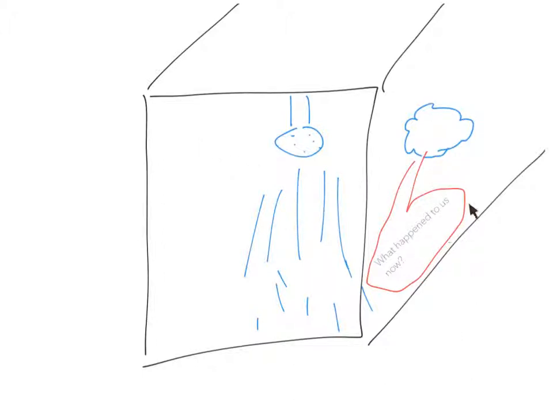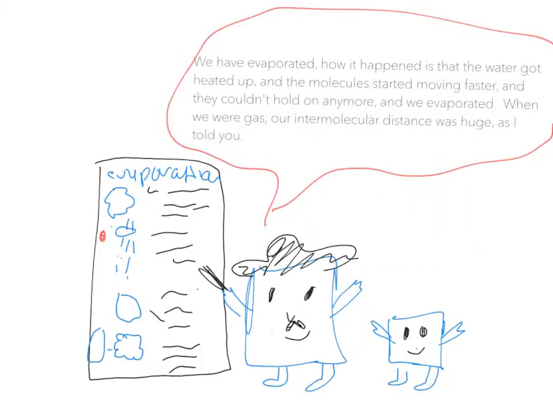"What's happening to us?" the ice cube boy said. "We have evaporated. How it happened is that the water got heated up and the molecules started moving faster and they couldn't hold on anymore, and we evaporated. When we were gas, our intermolecular distance was huge, as I told you at the beginning before we went on our adventure," explained the dad ice cube to the ice cube boy.